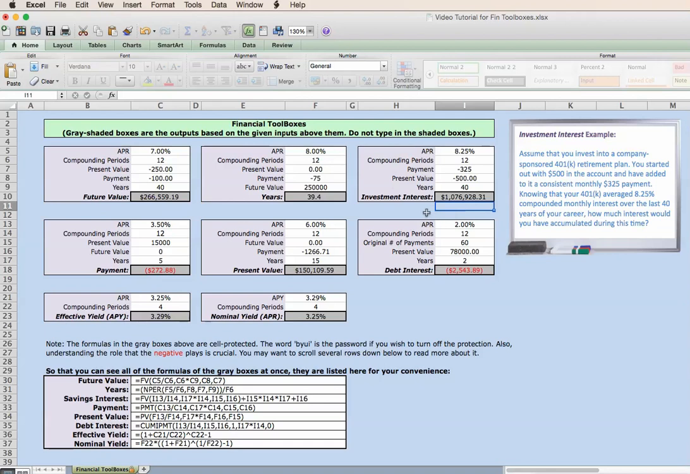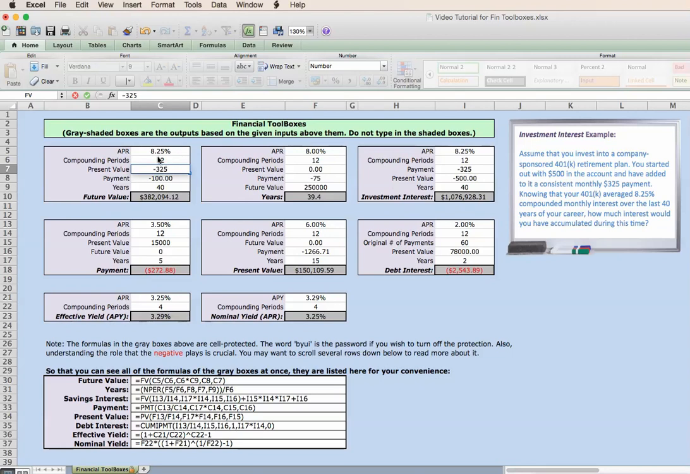And it's pretty amazing. You've got over $1 million in interest. As a nice way to verify that, just really quickly, all I have to do is hop over here to the future value box, and I want to verify that it's really and truly more than $1 million altogether, both interest and principal. So I'm going to pop in the APR of 8.25, and I'm going to use negative $325 as my present value.